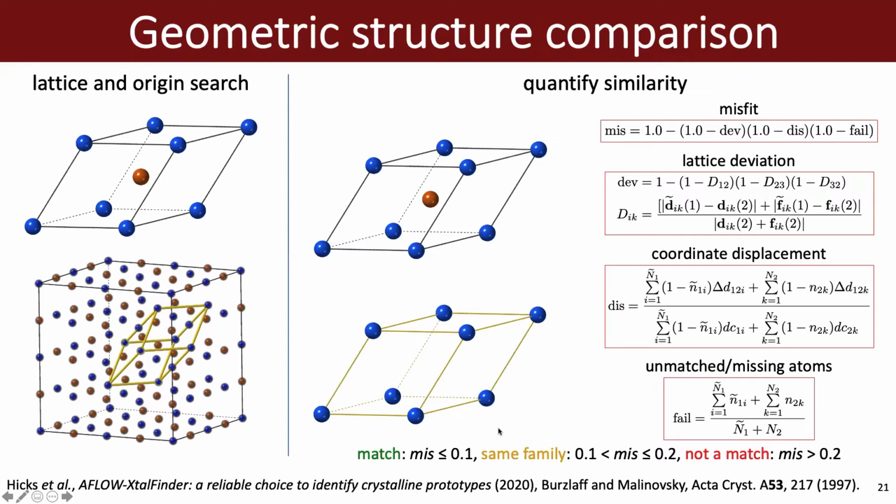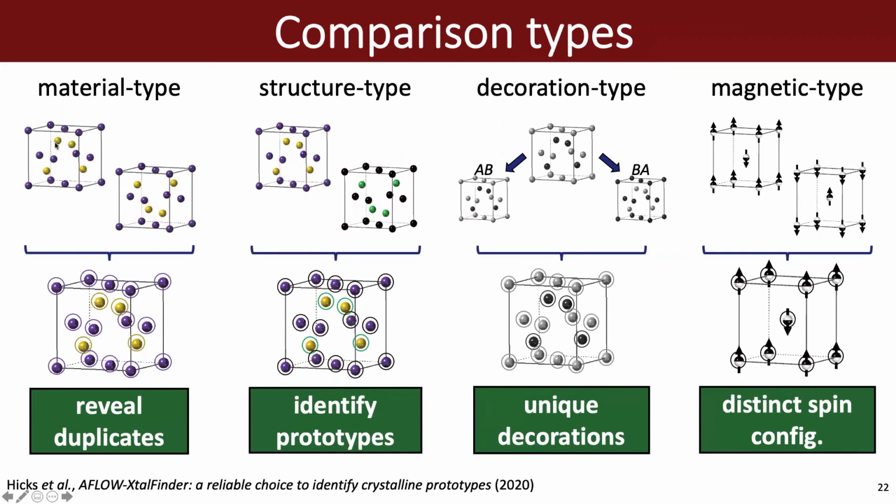And so with these analyses, so for the symmetry, the environment, local geometry, and the geometric comparisons, we can compare via these different comparison types. So we can compare by the same material. So here we have the yellow and purple atoms, and we try to map to reveal duplicates. So this is a material type comparison. We can perform a structure type comparison. So we ignore the element species and we're trying to find if the underlying backbone structures are the same. And this will help us to identify prototype structures.